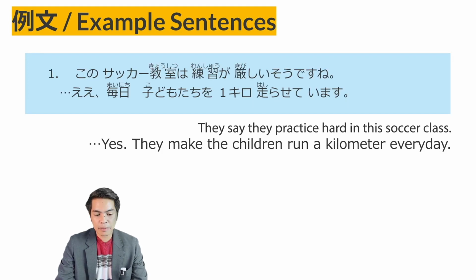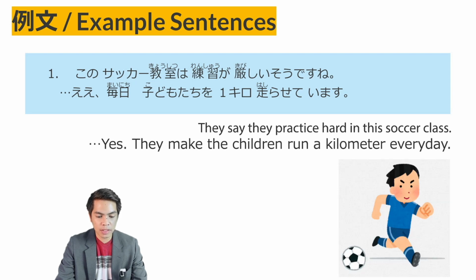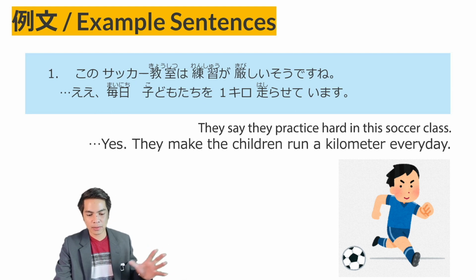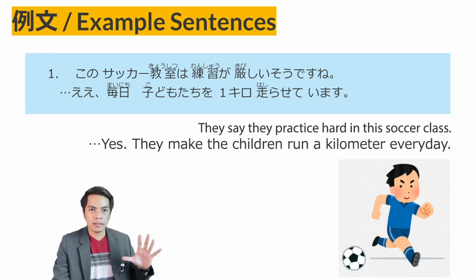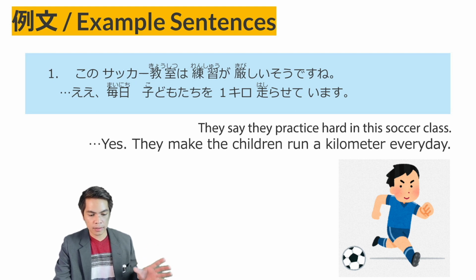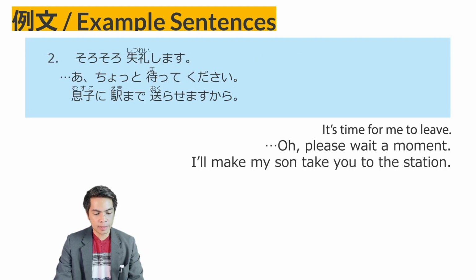Example sentence number 1. Kono sakka kyoshitsu wa renshu ga kibishii sou desu ne. A: 毎日子供たちを1キロ走らせています。From the verb 走ります, to run, 走らせています means to make someone run. So, 子供たちを1キロ走らせています, make the children run 1 kilometer. 毎日, every day.